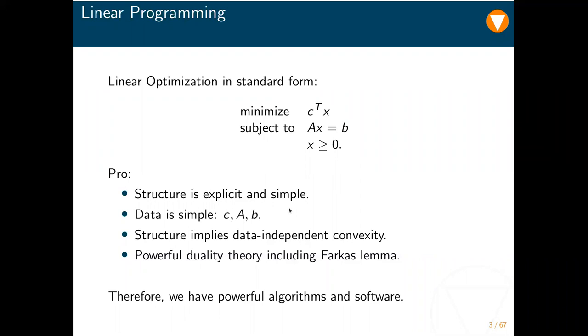The structure is also separated somehow from the data, which are just a matrix and two vectors. So structure is explicit and simple, and it's separated from the data, which is also simple.